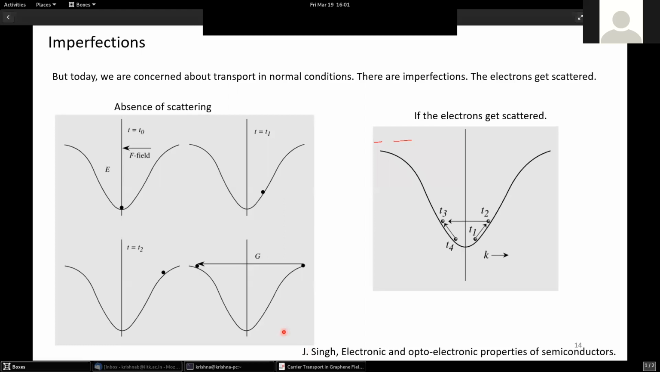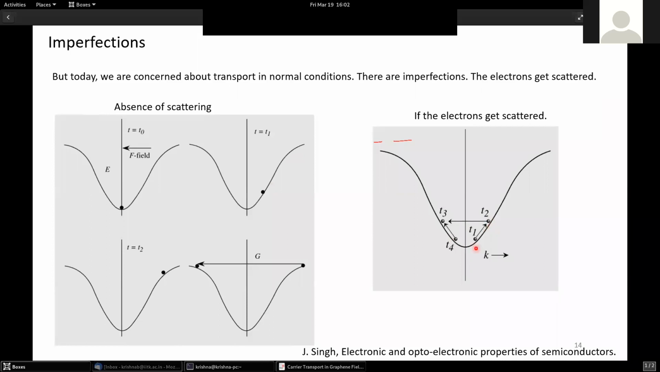This is the case in which there is no scattering, and the electron will just keep on accelerating, whose velocity and momentum will keep on increasing. As it reaches the zone boundary, it gets scattered back. But what conventionally happens in any normal crystal, the electron starts to accelerate, the velocity starts to increase, the momentum starts to increase. At some point, it gets scattered, and this point where it gets scattered is the quantum aspect that we are going to talk about.